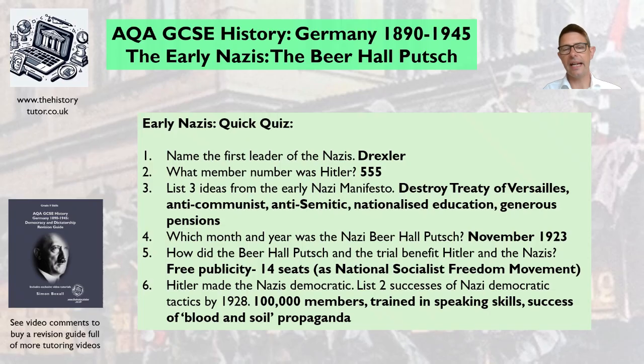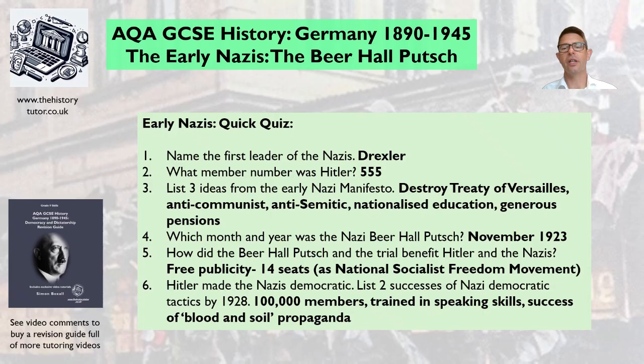What member number was Hitler? So he joined as member 555, which meant he was actually member number 55 because they started the numbering, interestingly, at 500 to make their party look bigger. So that suggests, obviously, that it's a very small party at this stage in Munich.